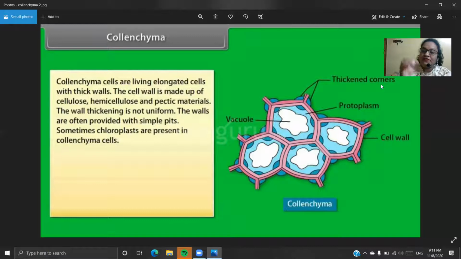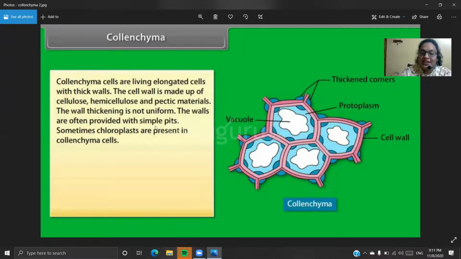So they are going to give very good mechanical strength and tensile strength to this particular plant. Usually collenchyma is seen in herbaceous dicot plant stems. We can see the collenchyma just below the epidermal parenchyma. Remember, children, these have cellulose, hemicellulose, and pectic depositions, which make thickened corners and give them very strong mechanical strength.